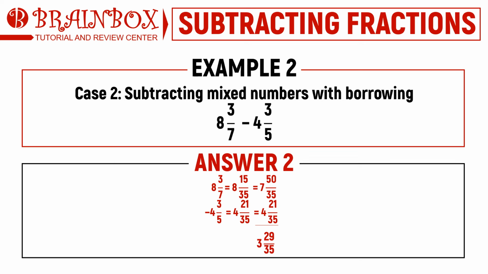However, since the numerator of the first fraction, the minuend, is smaller than that of the second fraction, the subtrahend, we will do borrowing from the whole number of the minuend. The original fraction of 8 and 15/35 will be 7 and 15/35 plus 35/35, which will result in 7 and 50/35. Since we can now perform subtraction, the final answer will be 3 and 29/35.